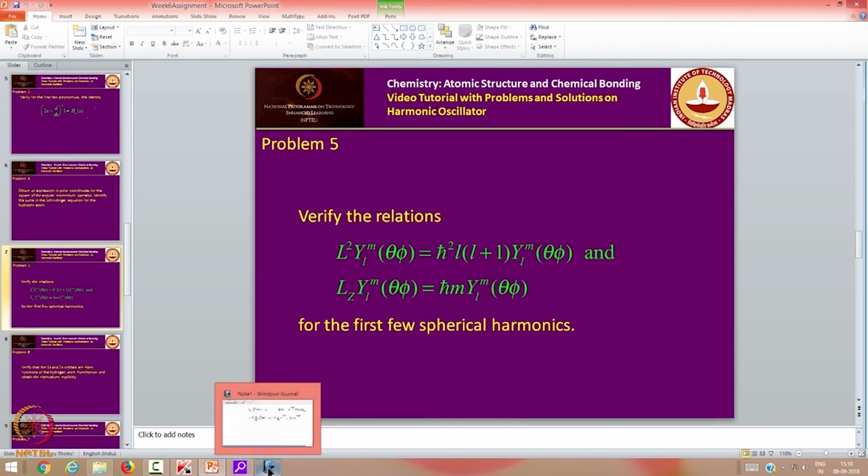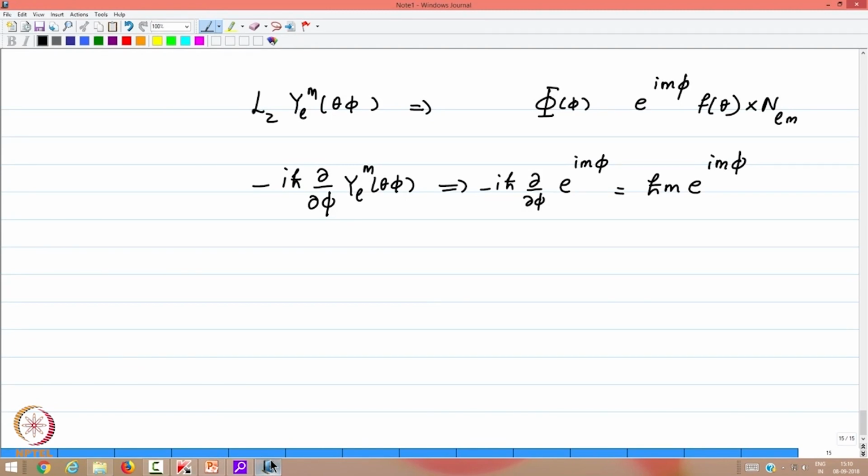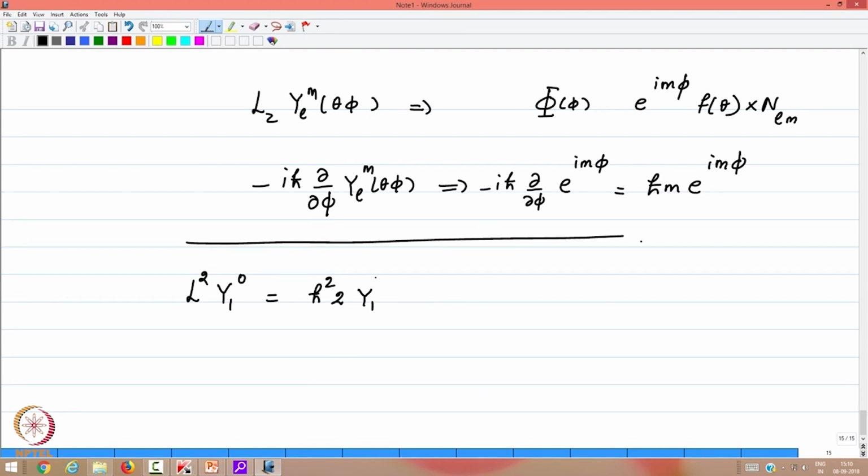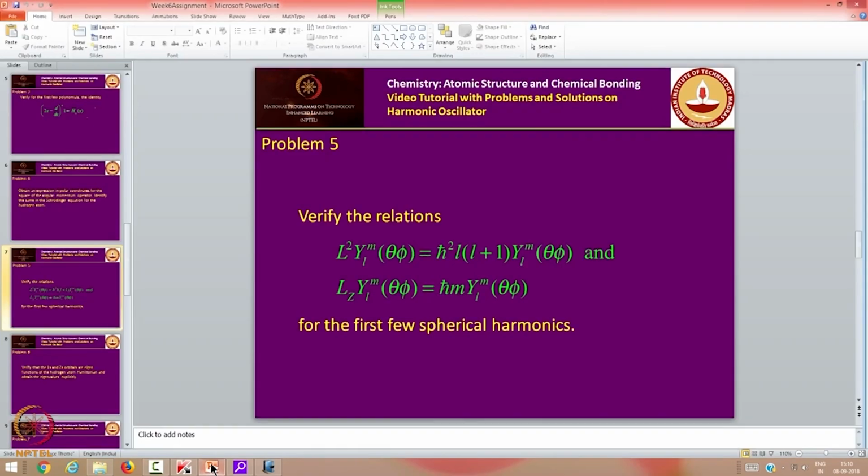What about the L square? We'll do it for a simple case. L square on say Y_10, because we'll again ignore the phi part, because anyway it's going to give exactly the same result if you put the phi part in. This is supposed to give the final result. Since L is 1 and m is 0, this is supposed to give h bar square L into L plus 1, which is 2, and it should give you Y_10 theta phi. As per this relation, L is 1, therefore L square on Y_10, this is not m dependent, it's h bar square into 2.